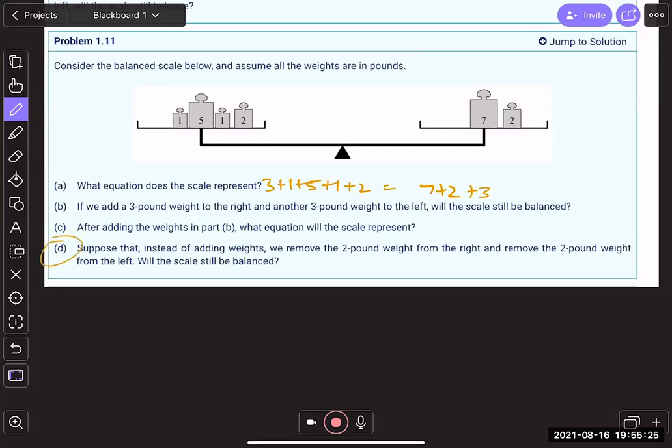And then part D says that instead of doing that, we are removing a 2-pound weight. What does this represent then? It represents subtraction. Yeah, it represents subtraction of 2 from both sides, right? And then this idea, we are still doing that same thing to both sides. We're just subtracting 2 from both sides at this point. And that means that we still have equality, right?